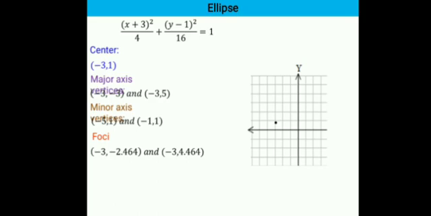That is your center. That is negative 3, negative 3. That is negative 3, 5. Negative 5, 1. And negative 1, 1. So that is now our ellipse, and our foci is approximately negative 2.464 at the bottom and negative 4.464 at the top.